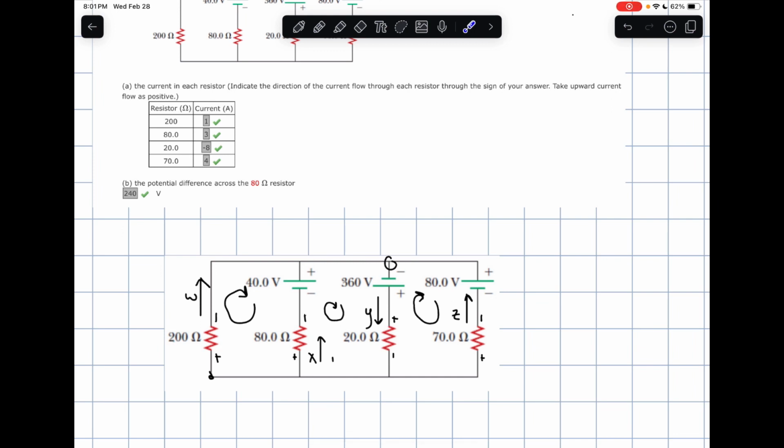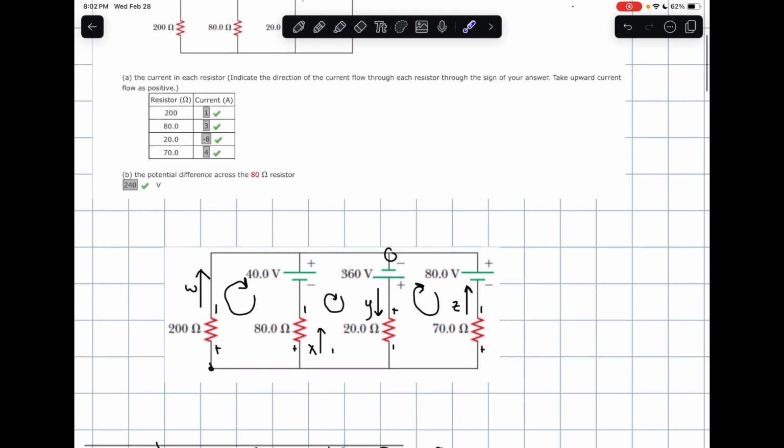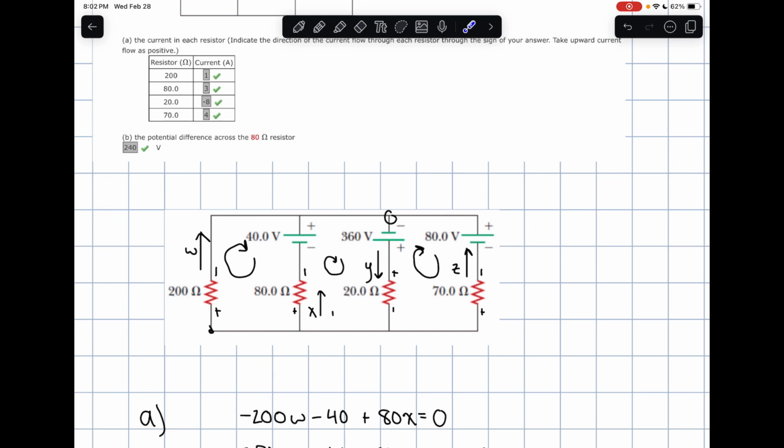Now, for part A, to solve for the current in each resistor, we're going to have to find three equations using Kirchhoff's rules. Let's start by using current W from this point. As we move along this point, we reach our first 200 ohm resistor. It is flowing from a positive to a negative potential, or downhill, meaning it's going to lose potential. So we're going to start with first a negative 200 W, or resistance times the current.